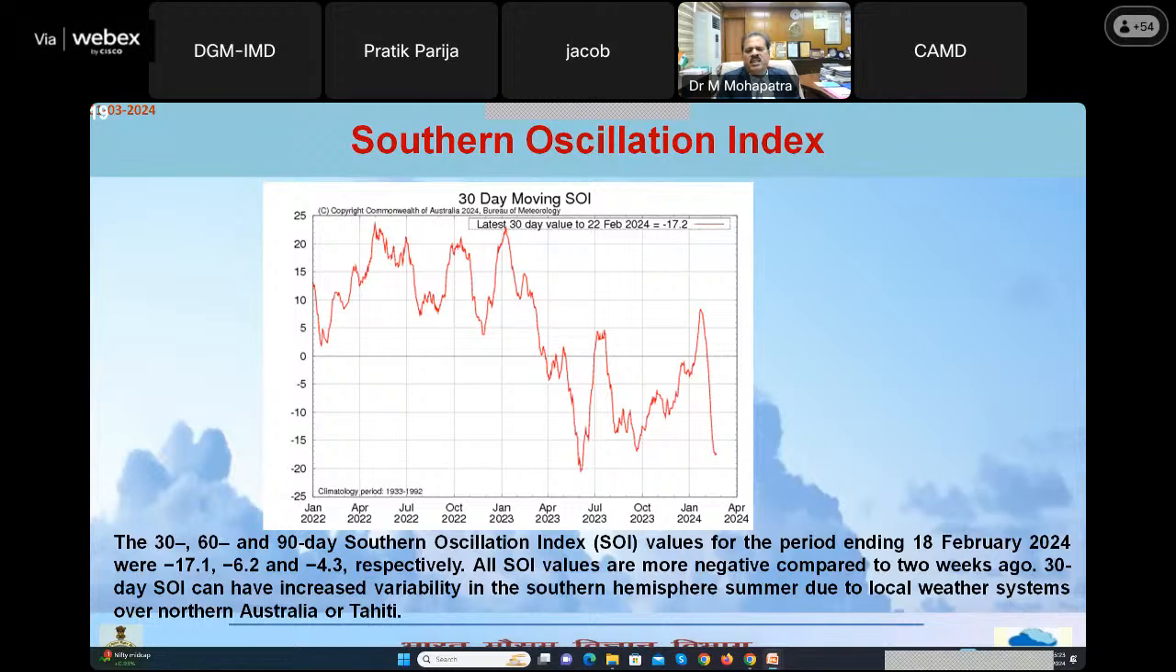Now, this is the Southern Oscillation Index. It is varying, and a negative value is being shown, while the El Nino condition is decreasing. It may be because there are many transient disturbances in the Australian region, because of which there is a fluctuation in temperature over Tahiti, and accordingly in the Southern Oscillation Index.